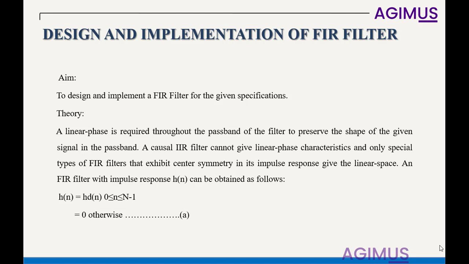Now, a linear phase is required throughout the passband of a filter to preserve the shape of a given signal in the passband. A causal IIR filter cannot give a linear phase characteristic, and only a special type of FIR filter that exhibits central symmetry or antisymmetry in its impulse response gives linear phase. An FIR filter with impulse response h of n can be obtained by the equation h of n is equal to h_d of n, where n varies from 0 to N minus 1, and equal to 0 otherwise.